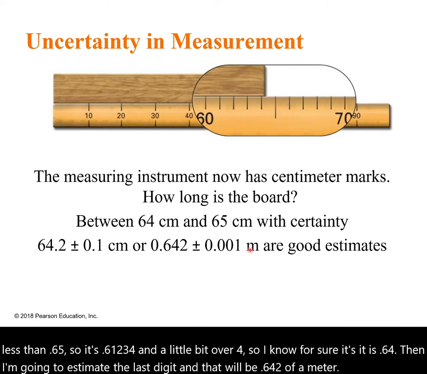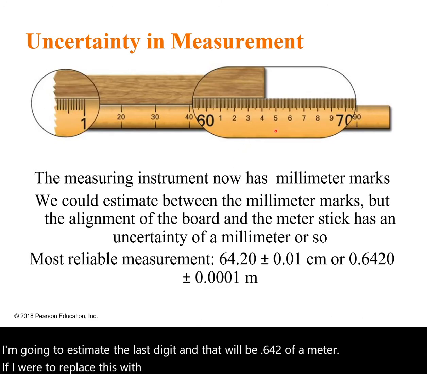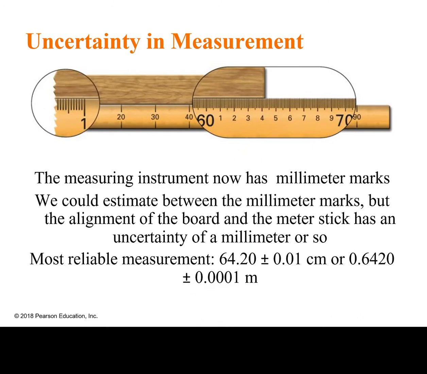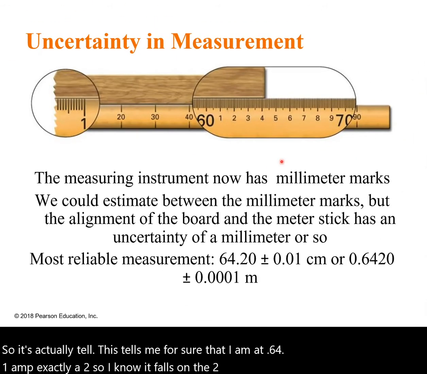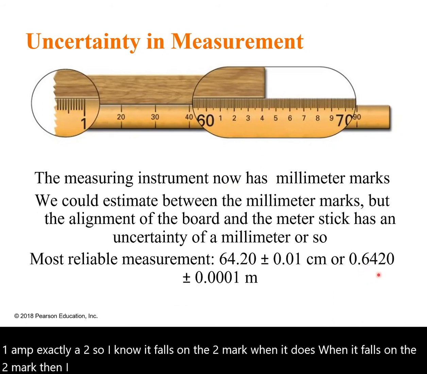If I were to replace this with an even more precise instrument, let me zoom in here a little bit on what we're looking at. So this tells me for sure that I am at 0.64, 0.1, and exactly 0.2. So I know it falls on the 0.2 mark. When it falls on the 0.2 mark, then I know for sure it's 0.642. The 2 is for sure.